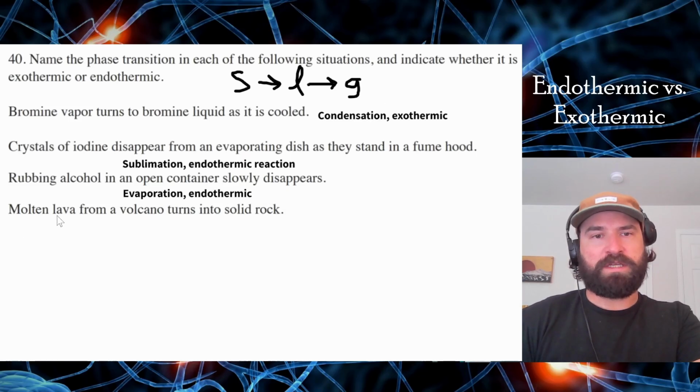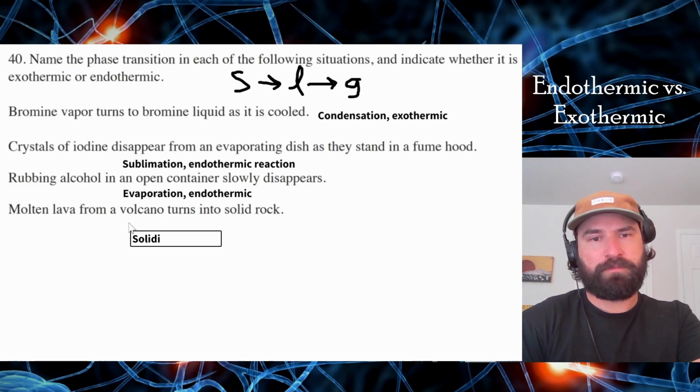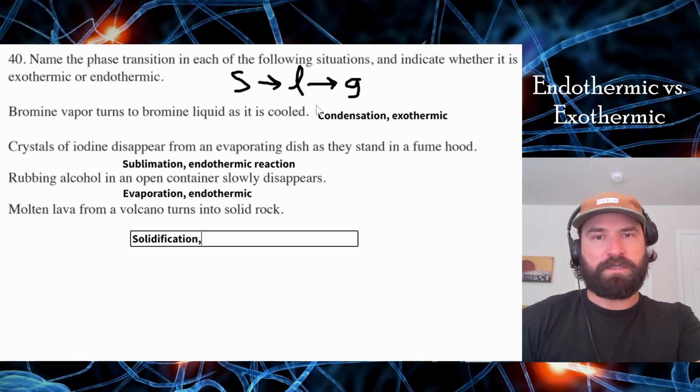And we've got molten lava, a liquid, turning into a solid rock. We can call that solidification. And that's a liquid turning into a solid, so that's going to give off heat and is exothermic.